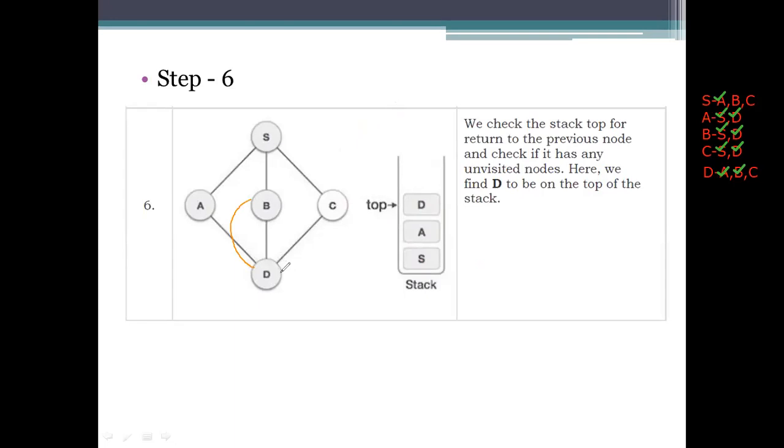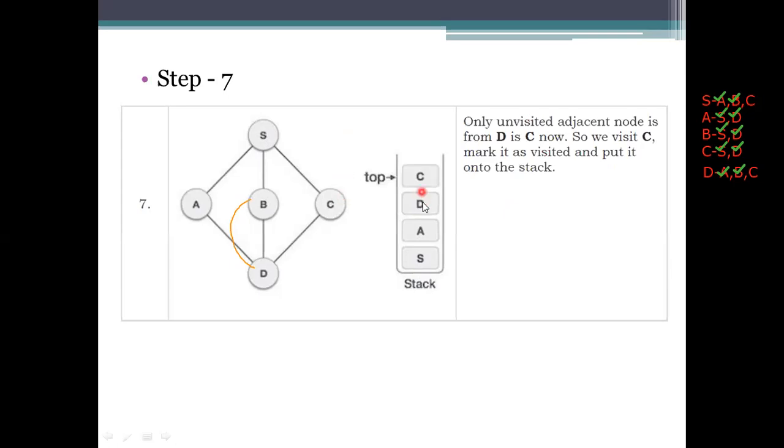Now we need to check whether it has any unvisited nodes or not. Since it has one node left here, what does it have to do? It has to visit the C. Okay. So here B also gets a tick mark. So we need to visit the C.